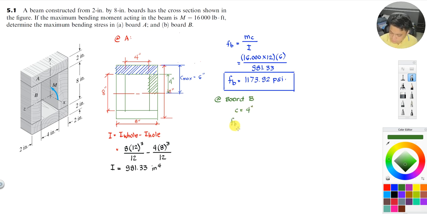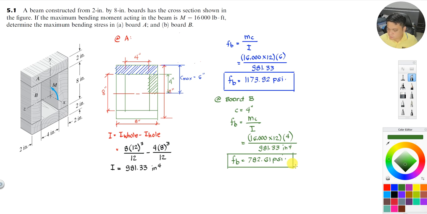So you can now have the fb equals to M c all over I. So you can have the M again, ganun pa rin, 16,000. Kaya lang, times natin by 12 para maging pound-inch. And then c is 4 all over the I, which is equal to 981.33, inches to the 4. So you can now have the fb for board B as 782.61. Again, this is in psi. Okay. So that's how you solve for the two boards.